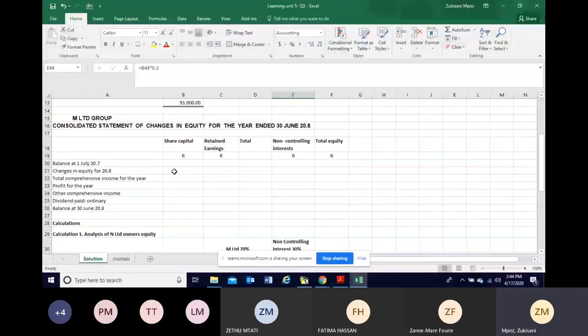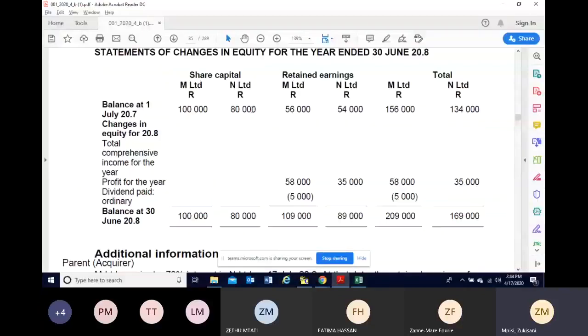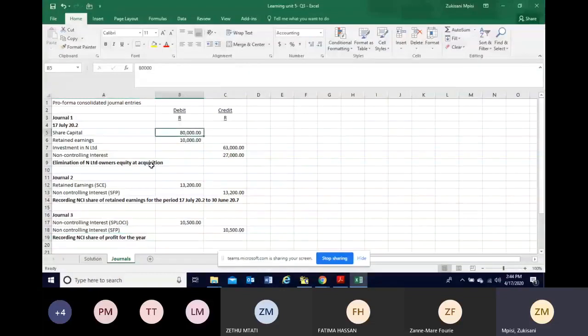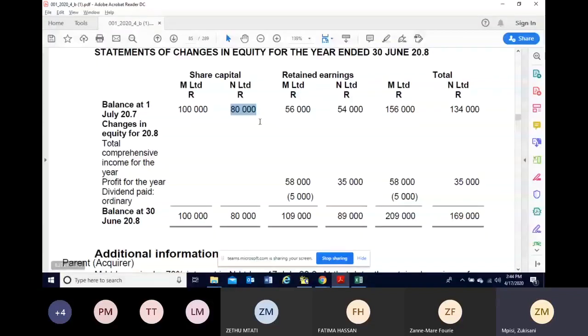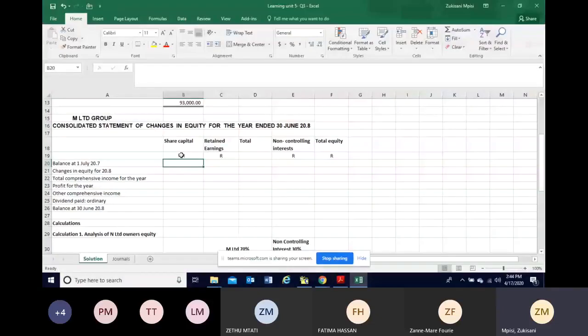If we go back to the balance at 1 July 20.7, this 80,000 we have already eliminated in the journal, because if you are debiting share capital, it means you are eliminating. Eliminating means you are removing, you are derecognizing in accounting terms. So if this 80,000 is derecognized, the share capital that remains is that of the parent, which is 100,000.